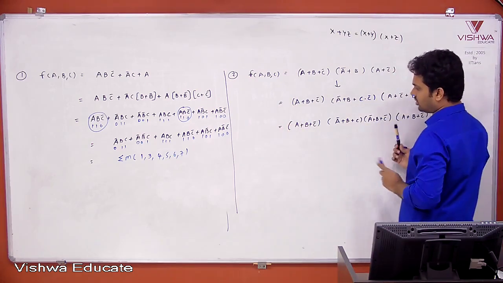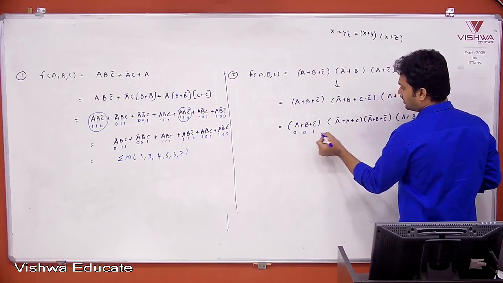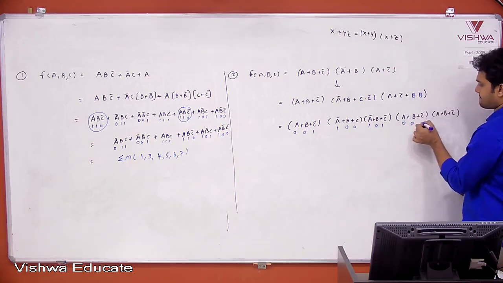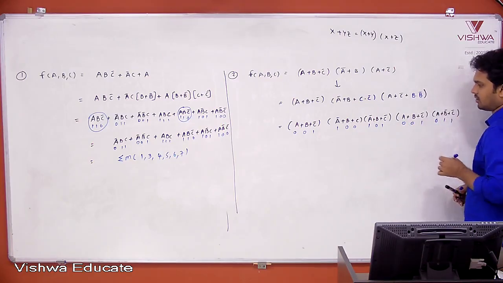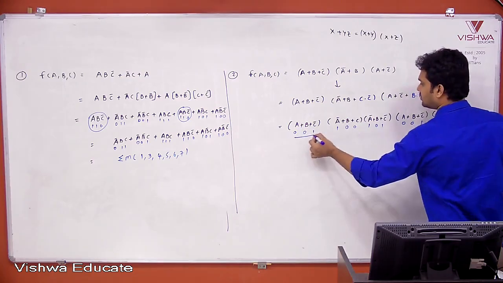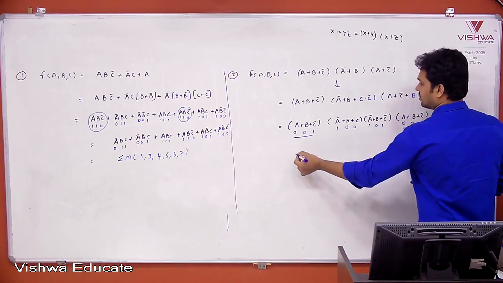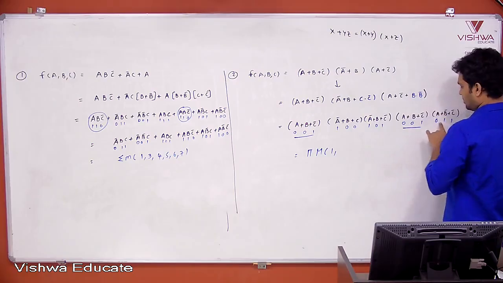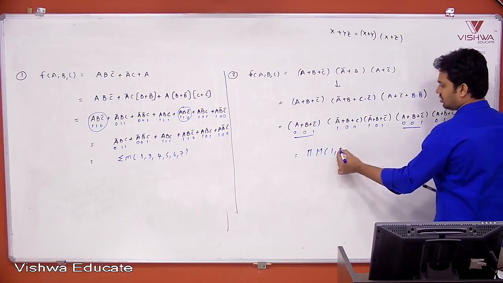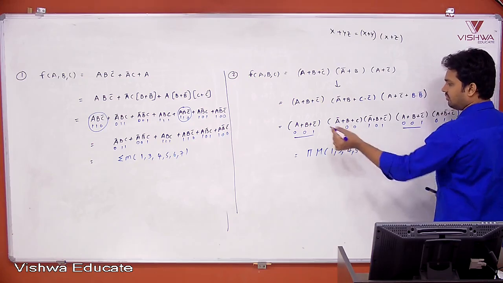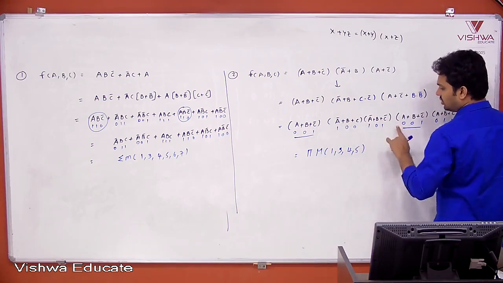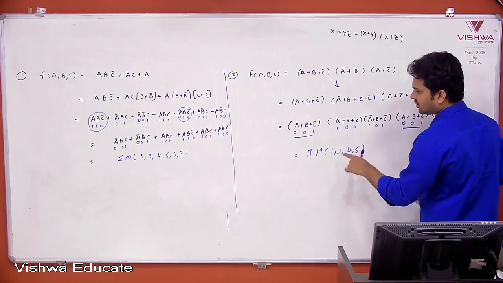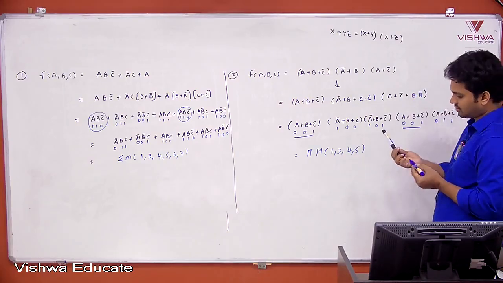Now in the POS, no bar means 0, bar means 1. Is there anything repeating? Yeah, this one is repeating. 0, 0, 1 is repeating. So it is product of maxterms 1, 3, 4, 5. If it is repeating 2 times, we take only 1 time. No need to take it 2 times. So what is the answer? Product of the maxterms 1, 3, 4, 5 is the answer here. Sum of the minterms 1, 3, 4, 5, 6, 7 is the answer there.